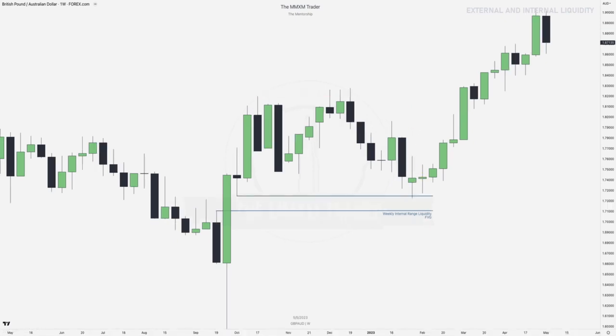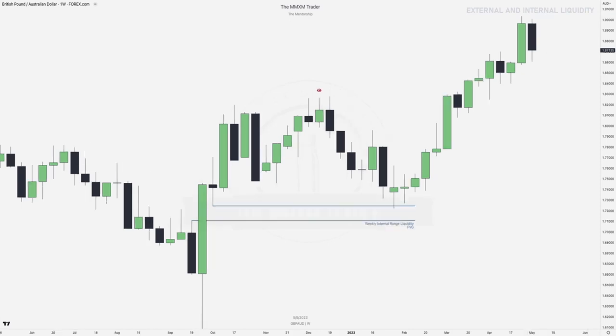Now we've hit that weekly internal range liquidity. Think about it: external to internal. Now we're in internal. Where are we going to draw into next? Where is your eye going? External range liquidity over here. It's as simple as that. External has been rated over here. We draw back into internal. Internal has been tagged. Where are we going to go? We're going to go to external. It's as simple as that.